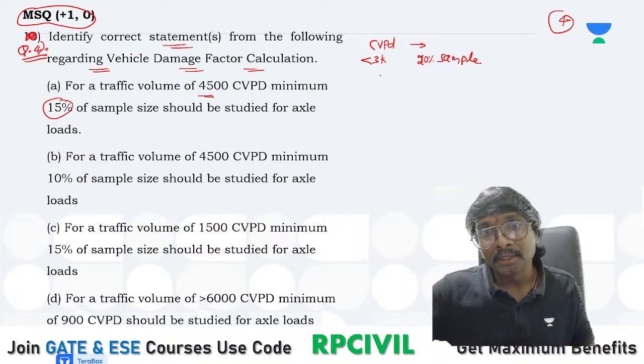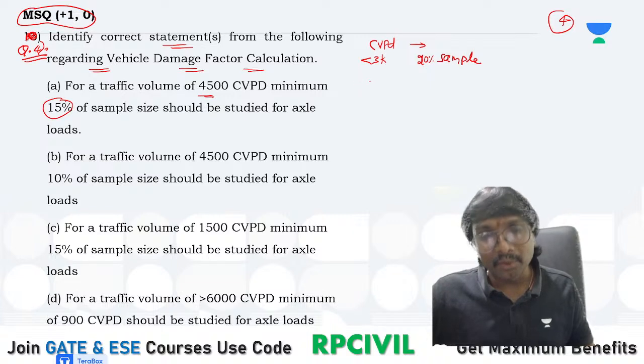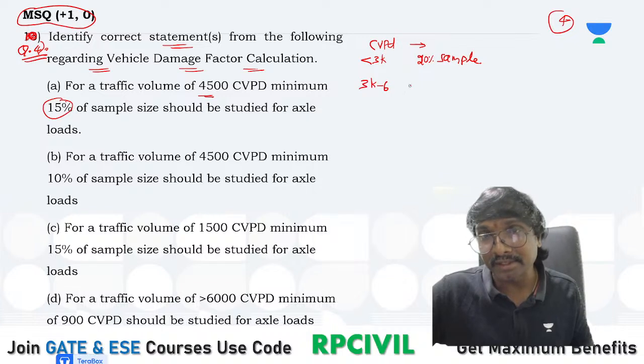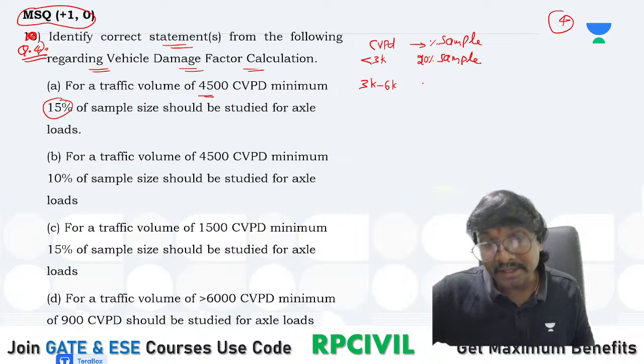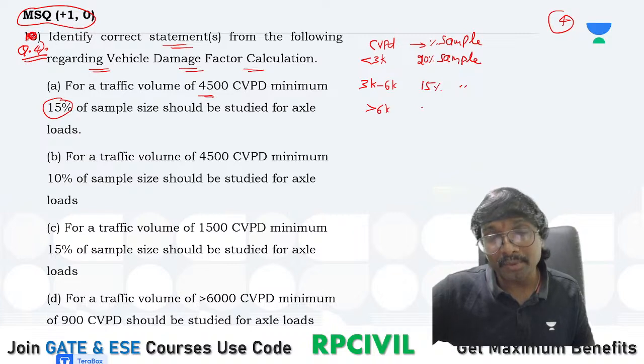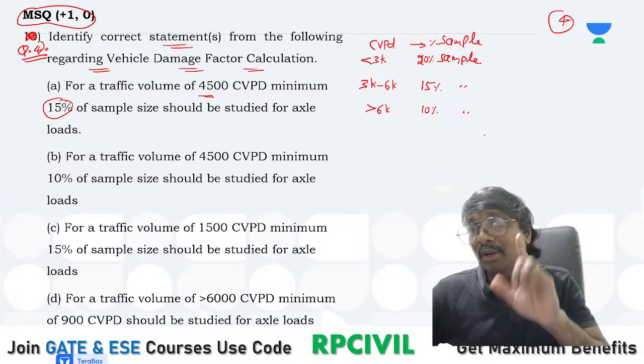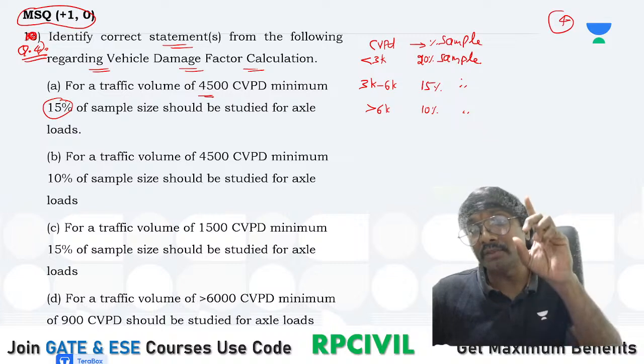Now, here we just observe when it is from 3K to 6K, what is the percentage sample size? That is taken as your 15 percent sample, and greater than 6000, how much will it be? That is your 10% sample. So in the 2012 IRC 37 code, these values are given.